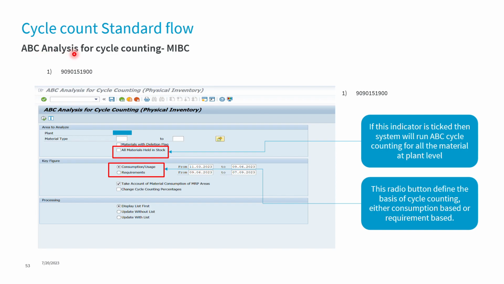Now, ABC analysis for the cycle count. MIBC is the transaction which can be used for this process. In this process, you are able to see all materials held in stock. If you tick this indicator here, the system will consider all the materials for which the ABC indicator is set, and also materials for which the ABC indicator is not set. So it will consider all the materials which are defined for inventory management. Then in consumption and requirement, you can simply put the period for which you want to do the ABC analysis. In my case, I have taken the consumption usage for a 3 month period.